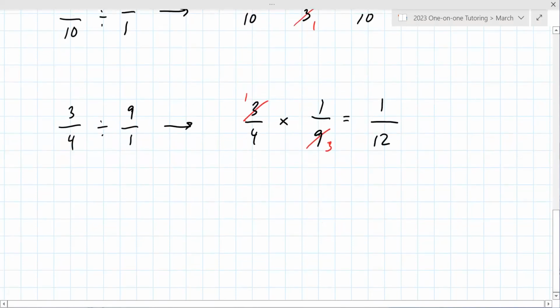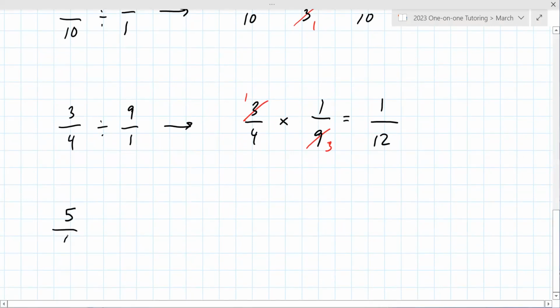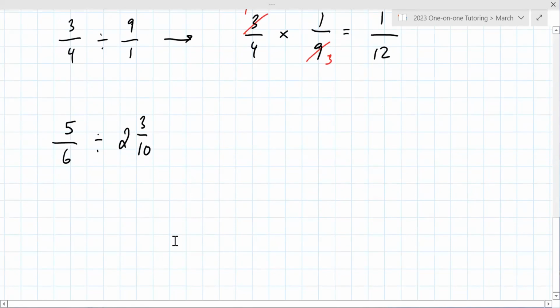And then the next one is 5/6 divided by 2 3/10. And then I guess like this? Okay. And then it would be 10 times 2 plus 3 to turn it into an improper fraction. Yeah. So it becomes 23 over 10. Yeah. So you do the same thing like you've been doing. You just have to find the reciprocal.